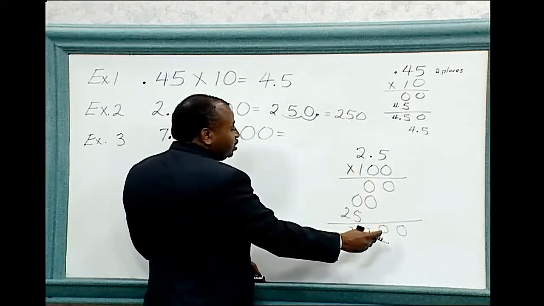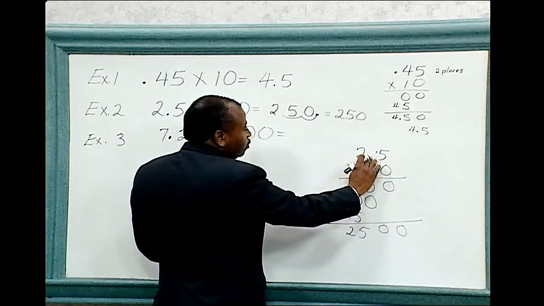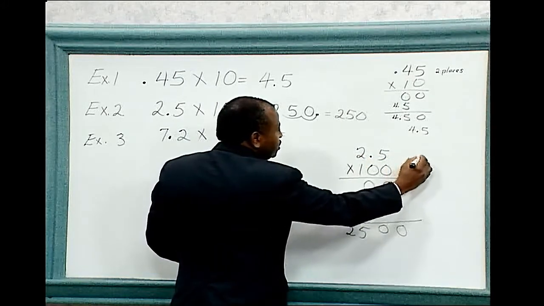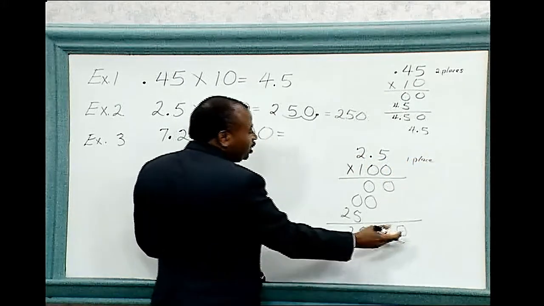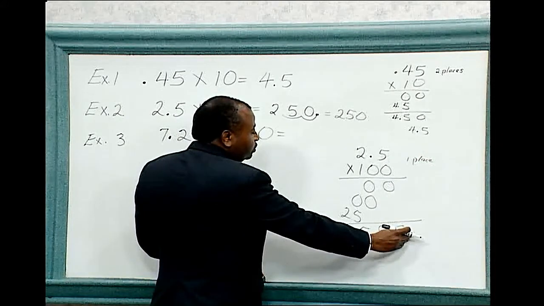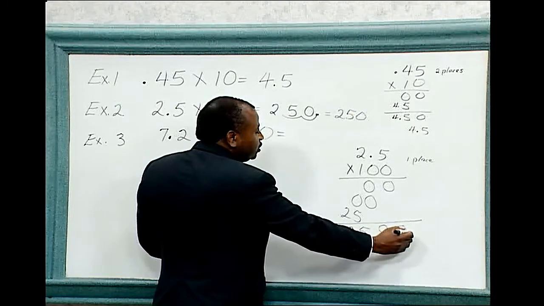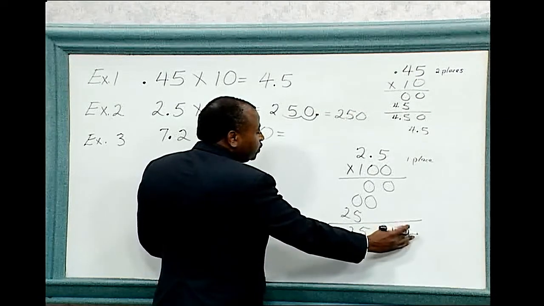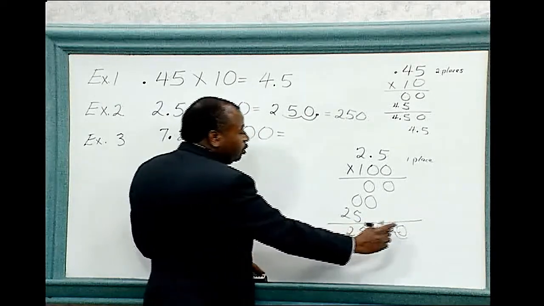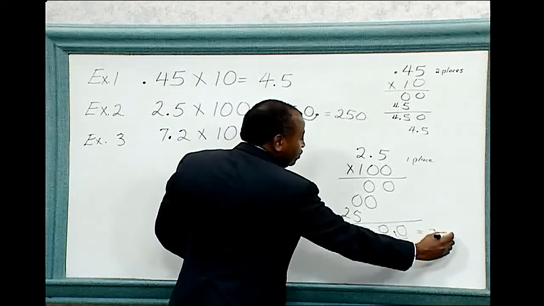Now I must place the decimal point in my answer. I count off. There's one number to the right of the decimal point. It's one place, so I need one decimal place in my answer. Starting from the right of the number, I move the decimal point over one space. The answer is 250.0. This is the same as 250.